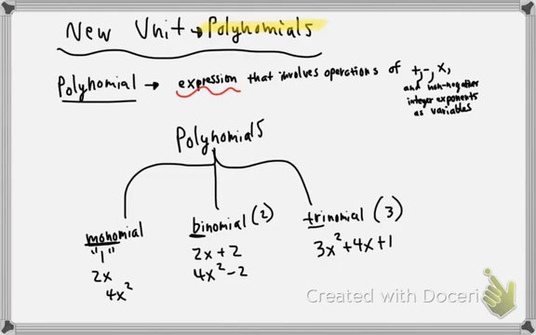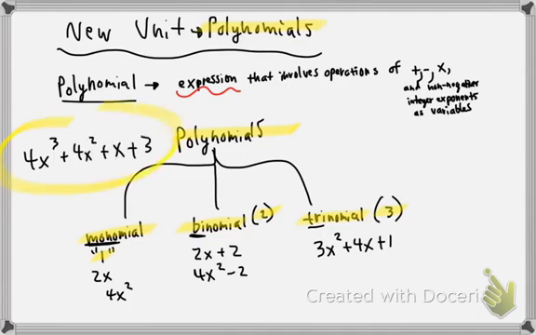So again, the overarching idea is a polynomial. If it specifically has 1 term, we're going to call it a monomial. If it has 2 terms, we're going to call it a binomial. If it has 3 terms, we're going to call it a trinomial. What in the world are we going to do if we have this? Mr. Willman, you didn't talk about this one.